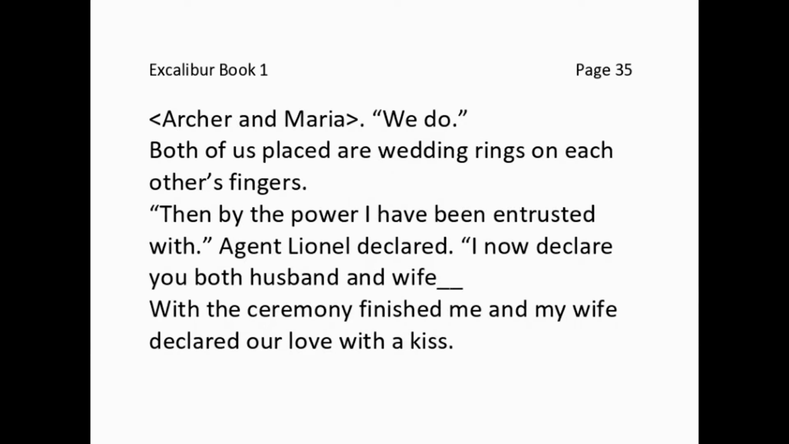Both of us placed our wedding rings on each other's fingers. Then, by the power I have been entrusted with, Agent Lionel declared, I now declare you both husband and wife. With the ceremony finished, me and my wife declared our love with a kiss.